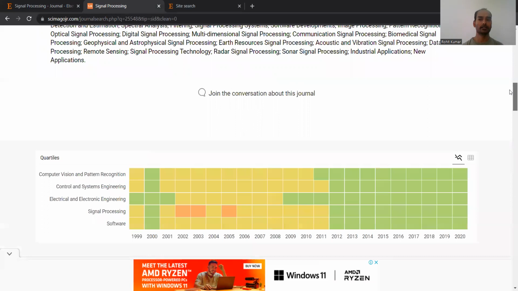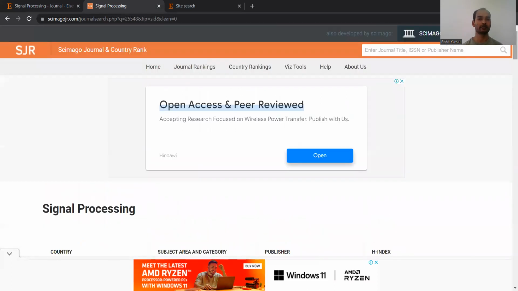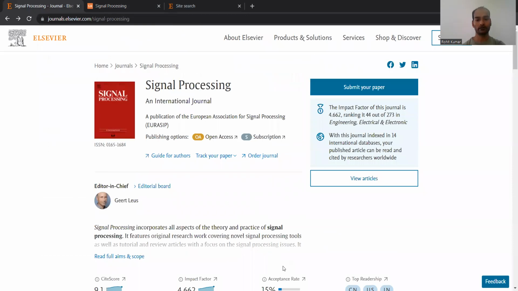So in this way, we can interact with the related community members. Now, coming to the close of today's discussion, I think we have covered most of the things with respect to this particular journal. But still, if you are interested in some specific key factors or aspects about this journal, please let me know through your comments.